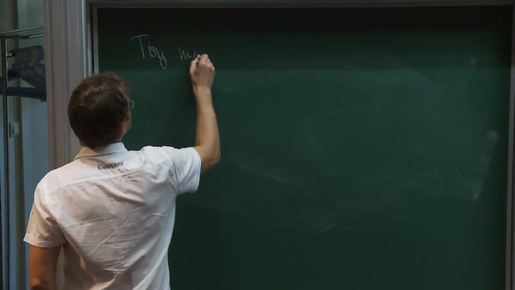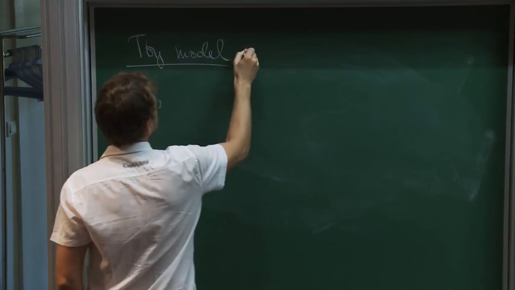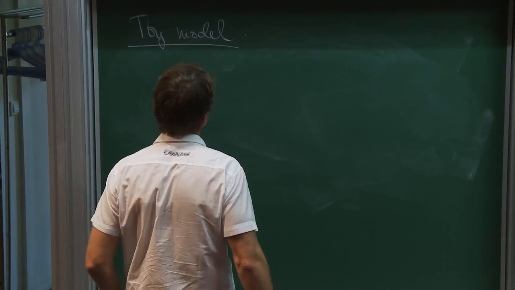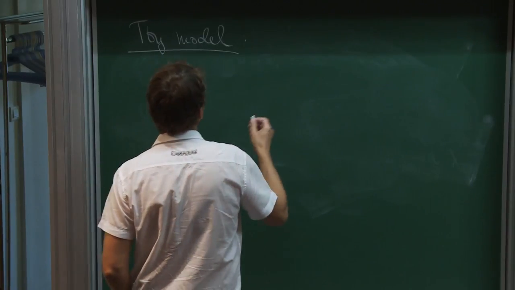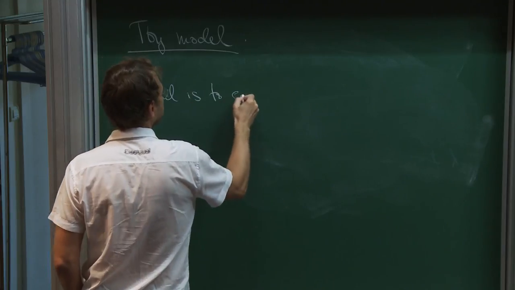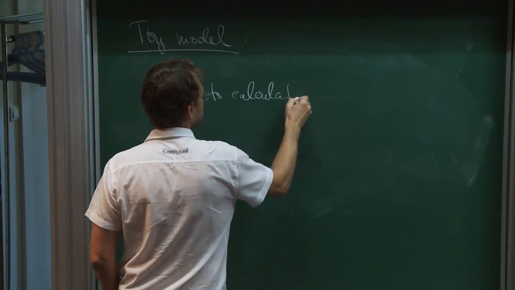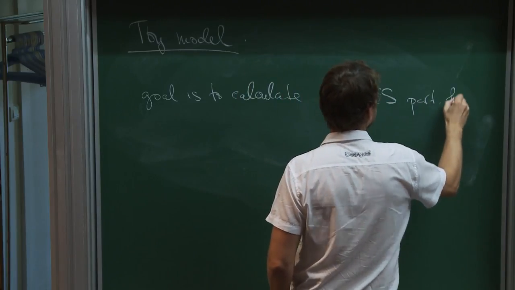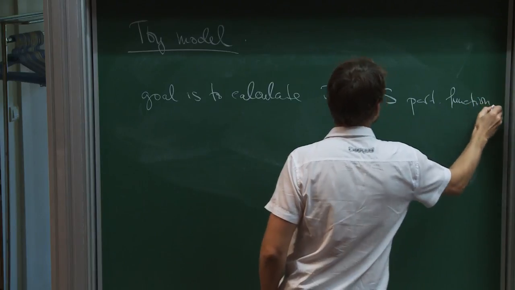OK. So as a toy model, not very toy, but anyway, a toy model for 5D, I will now calculate for you a Chern-Simons partition function, not the way Witten did. So it's a very nice exercise. So I would like to calculate. So the goal is to calculate the 3D Chern-Simons partition function on S3.